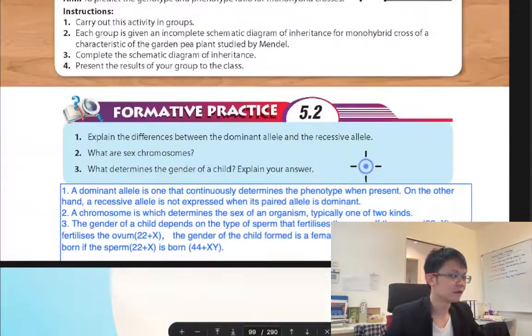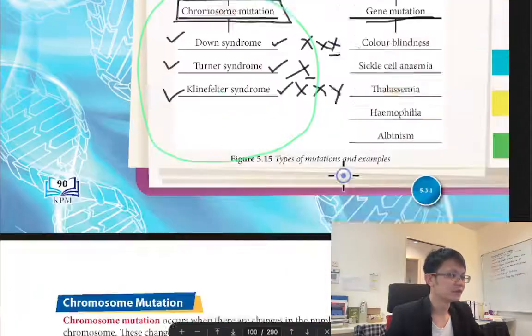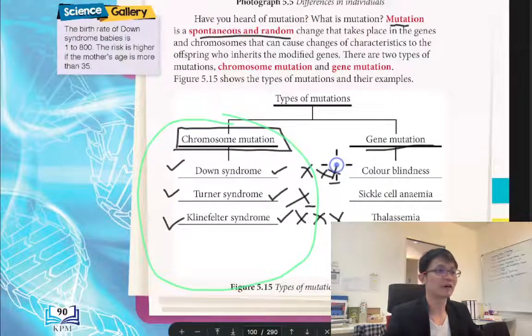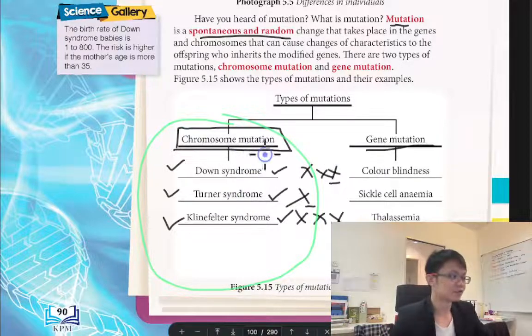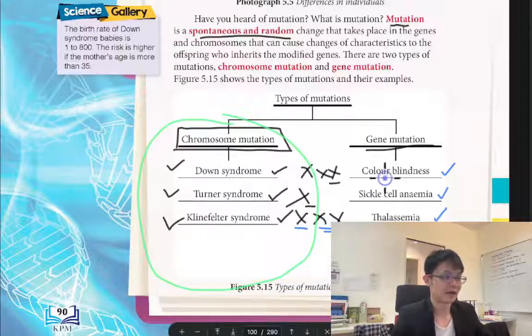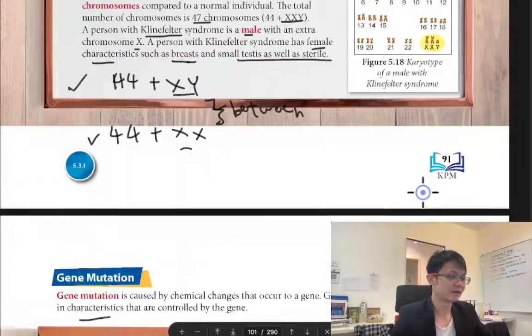Moving on. All these things we already did. Mutation we also learned already. So mutation causes gene mutation and chromosome mutation like Down syndrome, Turner syndrome, and Klinefelter syndrome. Down syndrome is caused by an extra chromosome, Turner syndrome by a lack of a chromosome, and Klinefelter syndrome is due to the chromosomes XXY. We also have gene mutations: color blindness, sickle cell anemia, thalassemia, hemophilia, albinism. Okay, so this one we already learned in the previous video.